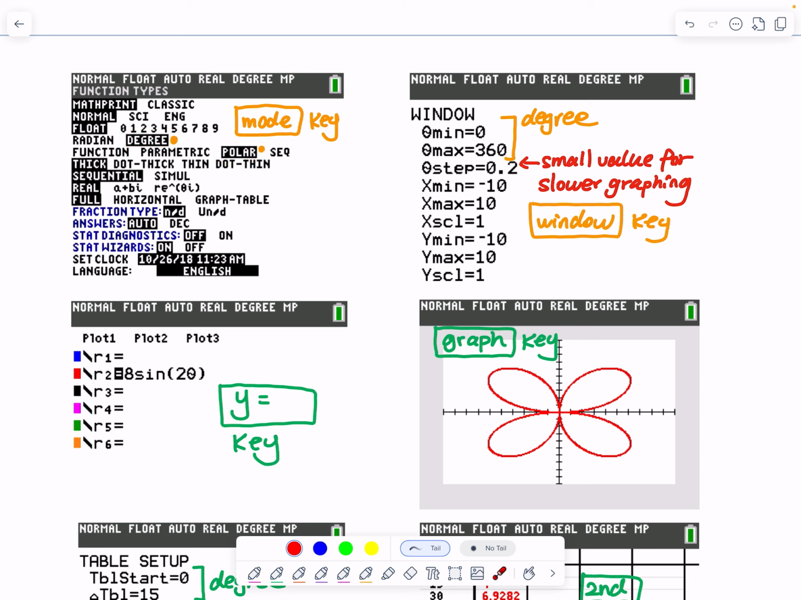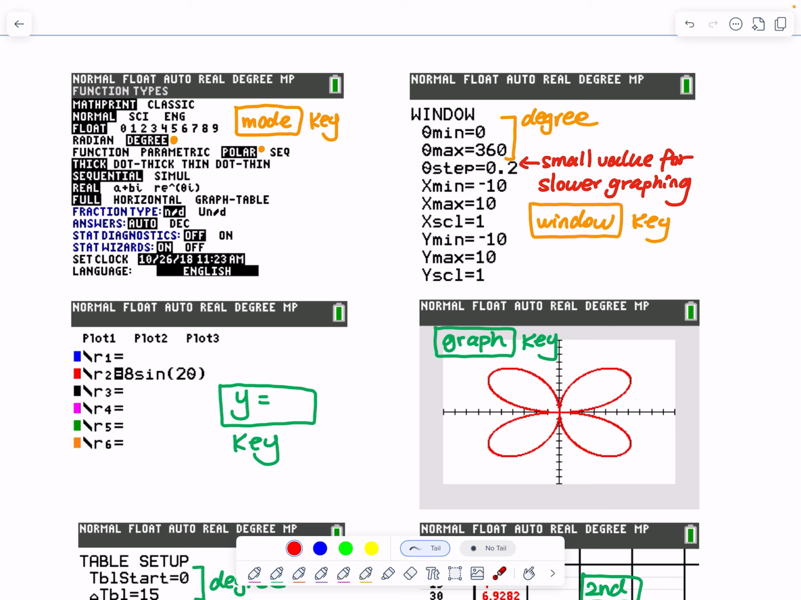And then for the window, we need to set up a window. So we go to the window, and we are in degree, right? I want you to go from 0 to 2 pi, which is 0 to 360 degrees. And then your theta step, I highly recommend you use 0.2 or 0.1, because you want to go 0.2 degree at a time. That smaller value enables the calculator to trace the graph at a much slower speed. Trust me, that is a great thing to do. Tracing at a very slow speed.